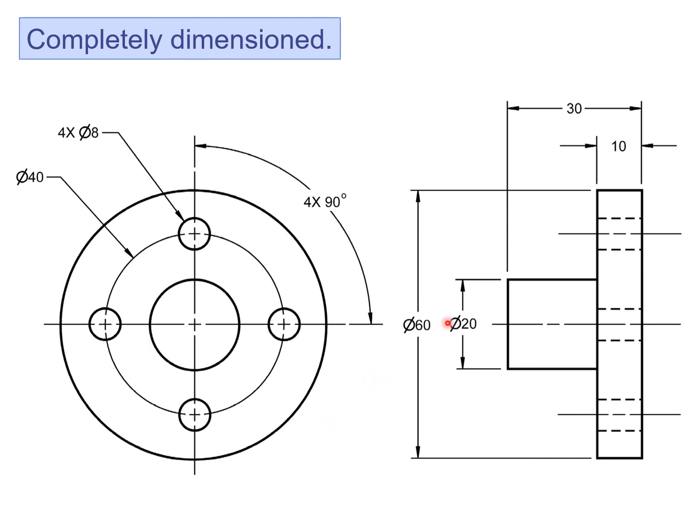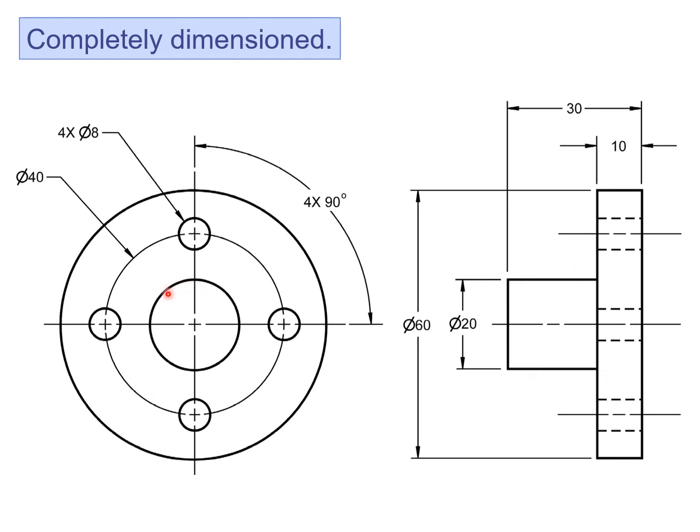Okay, so now let's take a look at diameter 60. The diameter of this cylindrical shape is 60. Now because it's a solid cylinder, we do not dimension the circle. Remember the rule that we learned on one of the previous slides? If it's a circular, solid, cylindrical shape, we don't dimension the circle, we dimension the rectangular view. So that's the reason for the 60 here. The 60 tells us it's a cylindrical shape in the rectangular view.